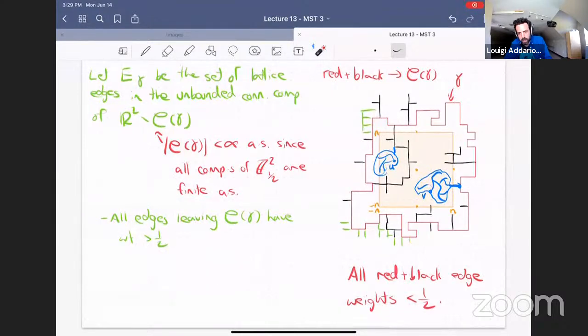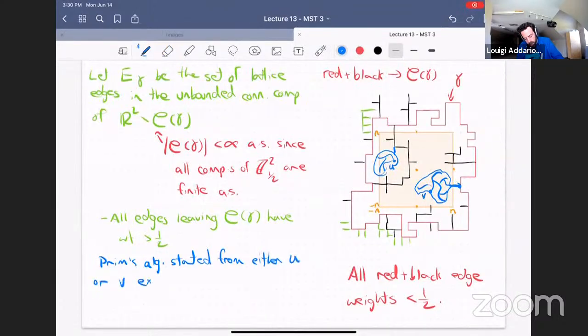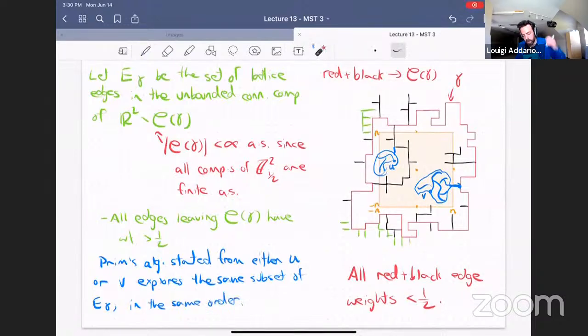Because it always follows the smallest available edge, and so in particular, when it has to choose an edge of E gamma, it'll choose the smallest edge of the unbounded outer boundary. And that's true whether the exploration starts from U or from V. So Prim's algorithm, started from either U or V, explores the same subset of E gamma and in the same order.